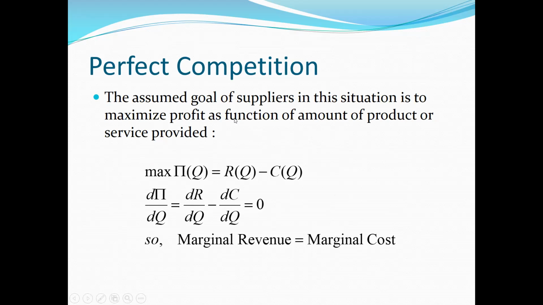So the assumed goal of suppliers in the case of perfect competition is that they want to maximize their profit. Their idea is, how can we make the maximum amount of profit? How can we make the most profit? Every supplier wants to do that.